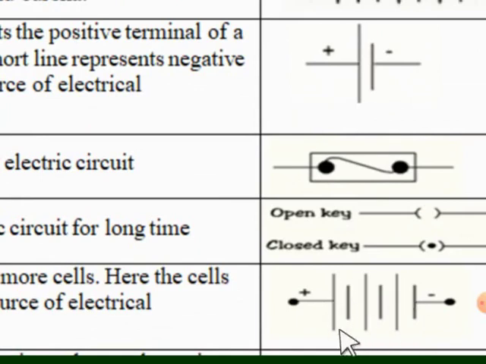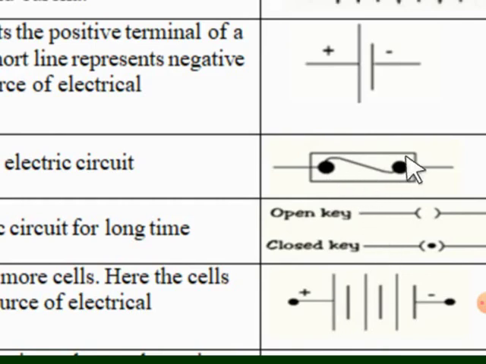Here in this diagram, this is a battery of how many cells? 3 cells. So 1, 2, 3. Got it? Positive, negative, positive, negative, positive, negative. Okay, and we left this one symbol.